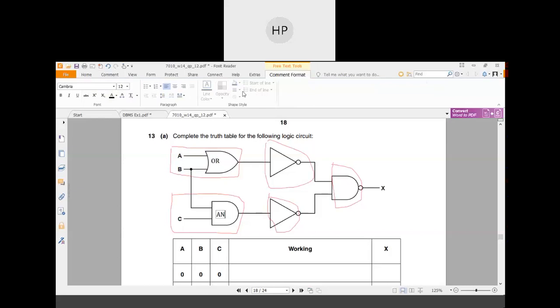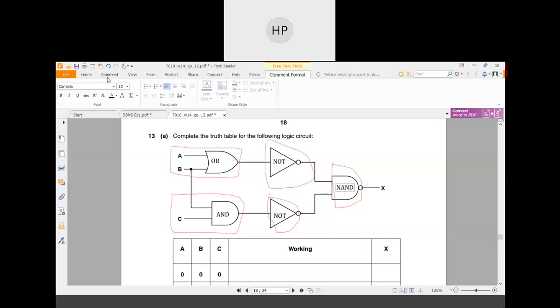And the second one over here, B and C, goes through an AND gate. Yes, correct. And this one, the triangle, what is this? A NOT gate, and this one is also a NOT gate. And the last one? It's not a NOT gate, it's an AND gate. AND with a NOT goes together and becomes a NAND gate, right?